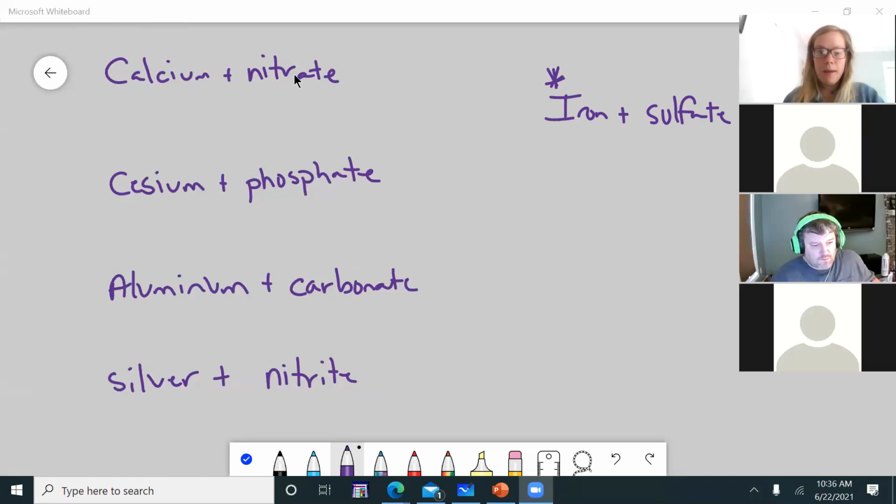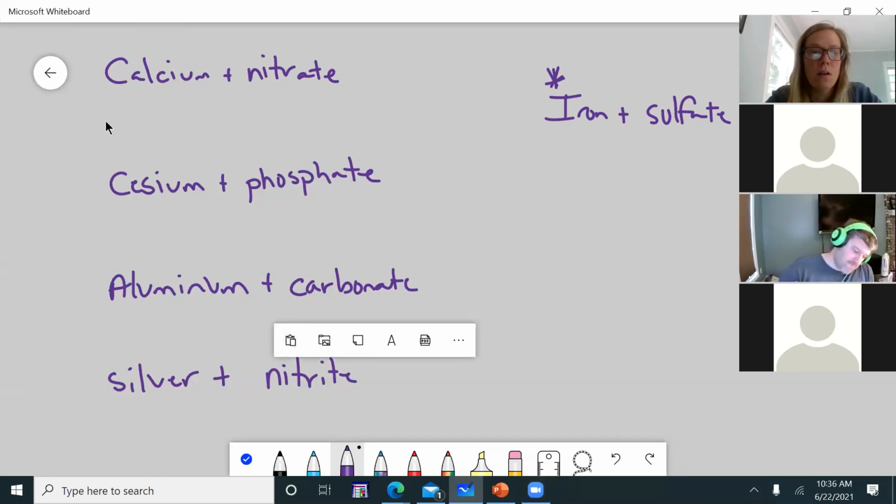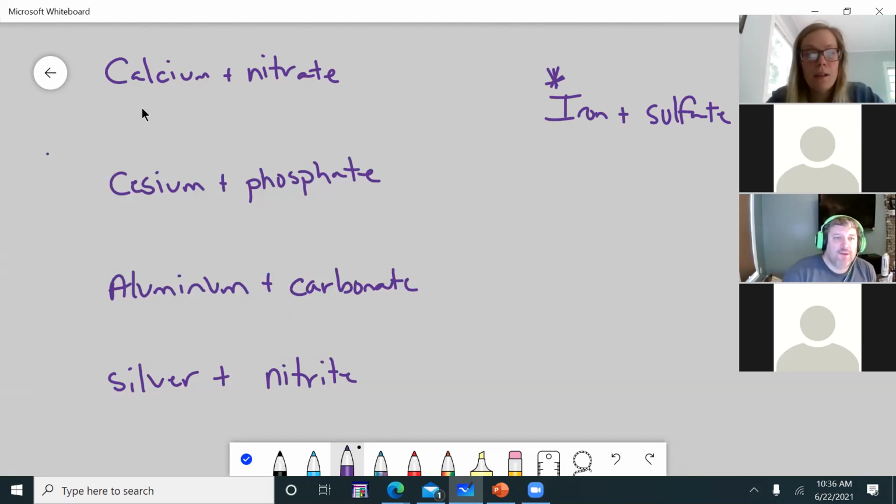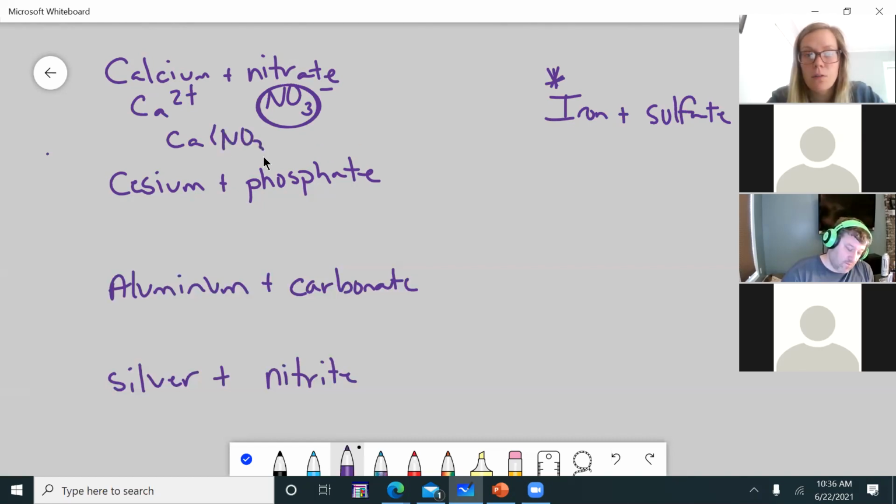All right, bringing you back. Look at these. So we've got calcium and nitrate. Calcium is a metal with a predictable charge of 2+. Nitrate is a polyatomic ion, NO3, with a -1 charge. I'm going to circle this without the charge because I want to keep that as a unit. Flip-flop. I should have 1 calcium for every 2 nitrates. So I'm going to put the nitrate in parentheses, NO3, and put the 2 on the outside of the parentheses.